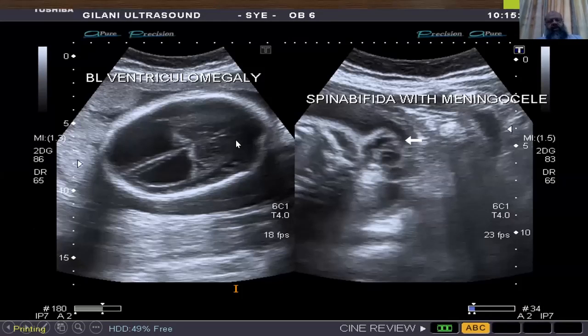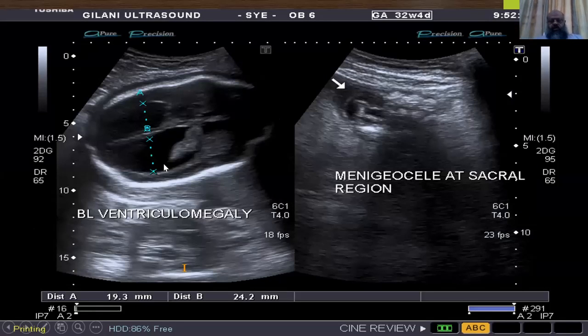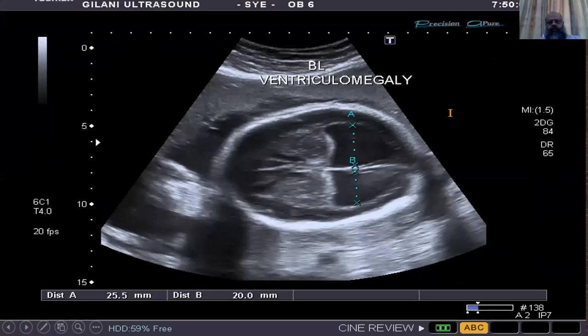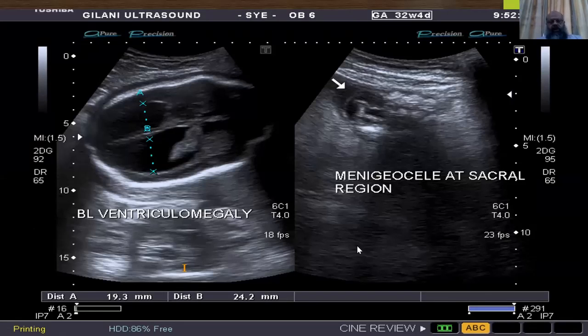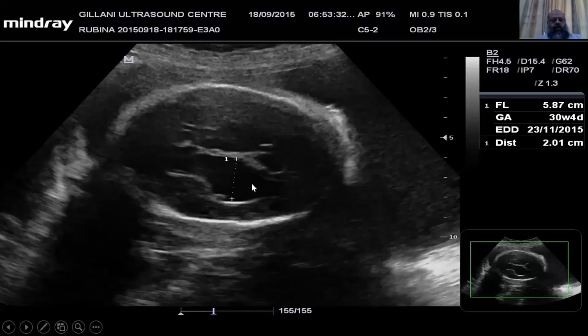The same fetus having spina bifida with meningocele, with covering. It is ventriculomegaly with meningocele at the sacral region. This is another one in which you can see the distance is 2. Again, severe.